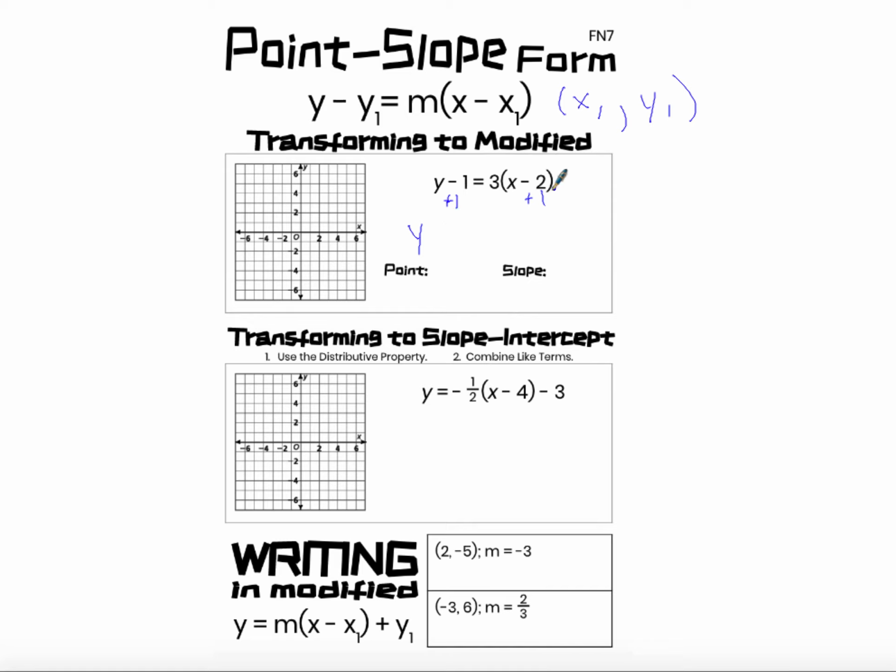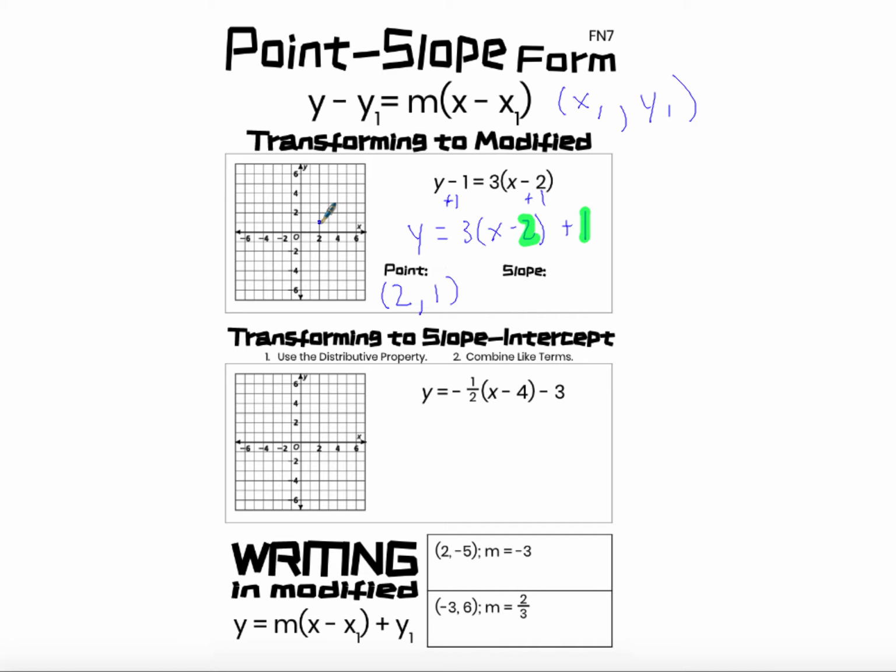So that's a plus 1 plus 1. y equals 3 parentheses x minus 2 plus 1. So I've transformed point-slope form into modified point-slope form, which we have been practicing, and now I can write the point and the slope from that line. So the point is right here, 2, plus 1. So since I'm subtracting 2, that's my x-coordinate, positive 2, and then my y-coordinate is just positive 1 as well.